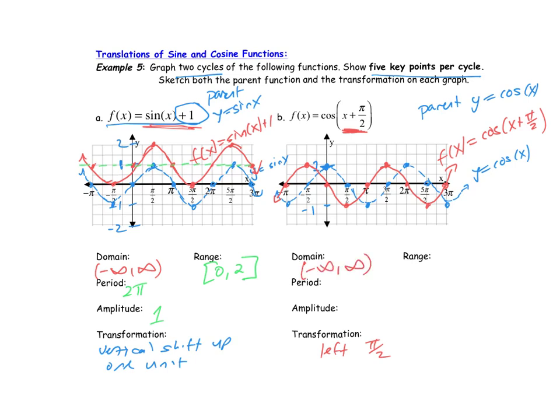The range is negative 1 to 1. We haven't changed that with the shift. The period also doesn't change with the shift. It's still 2 pi, the same as the parent function, or you can think of it as 2 pi over b. B in this case would be 1. That's the coefficient in front of cosine. The amplitude is the distance from the midline, which is y equals 0, to the maximum, which is 1. So the amplitude is still 1. We have not changed that by shifting the graph left pi over 2 units.